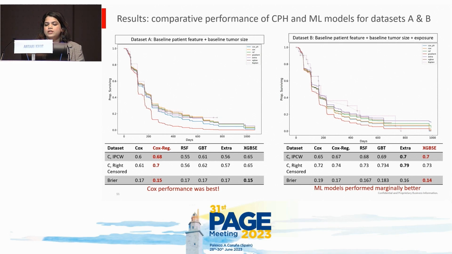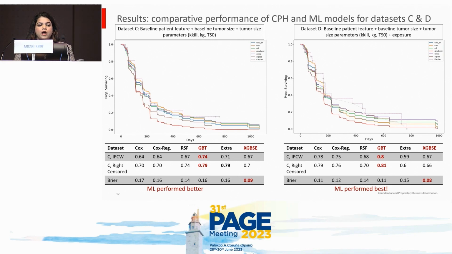So we started to see that it was marginally better. When we moved to our third data set, instead of exposure, we have the tumor size dynamics and the patient baseline features. We saw that machine learning was doing significantly better. And we also saw that the tumor size dynamics over the entire study somehow gave better results than just the exposure information for the data.